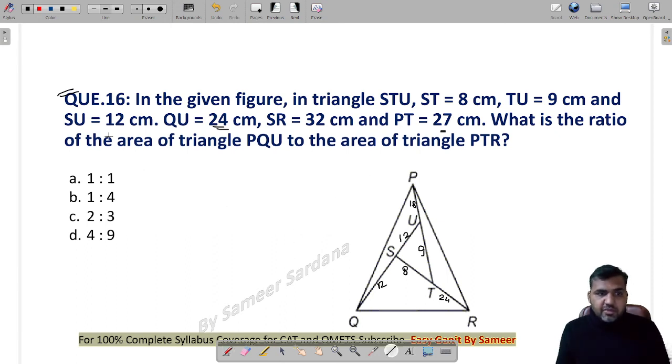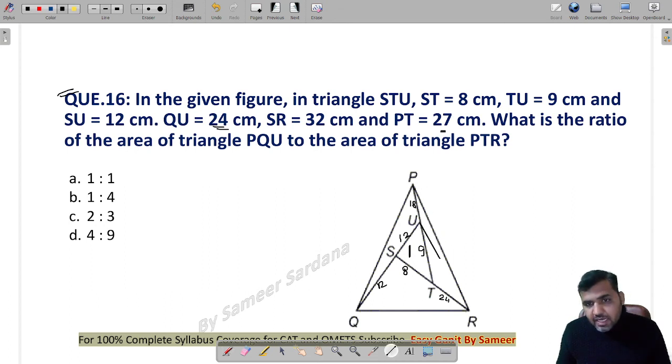If you observe carefully, if you use the property that we have just discussed, right? Look here, guys. Let's say that area of triangle TSU is, let's say, 1, right? Area of the middle triangle STU is 1.